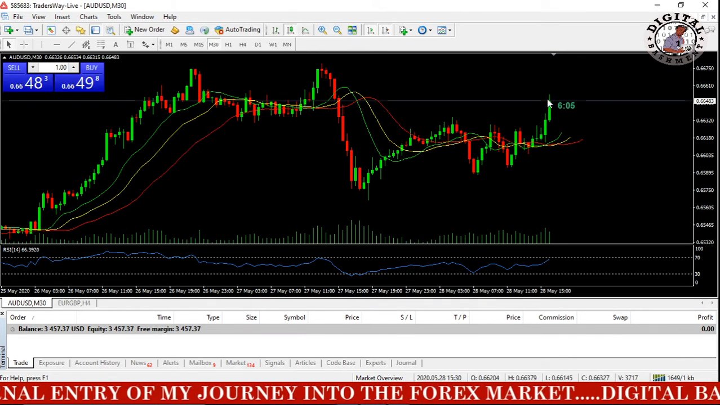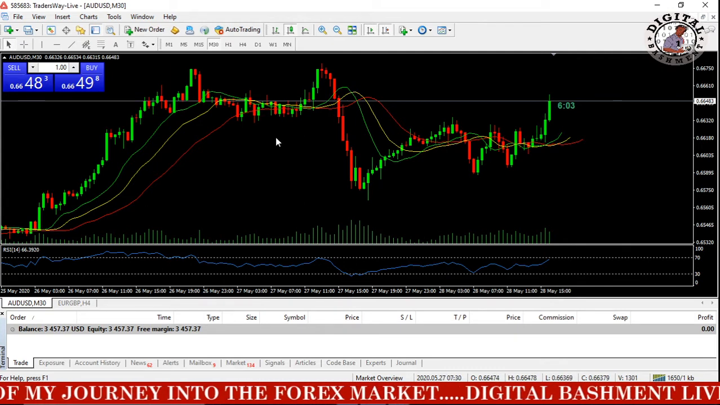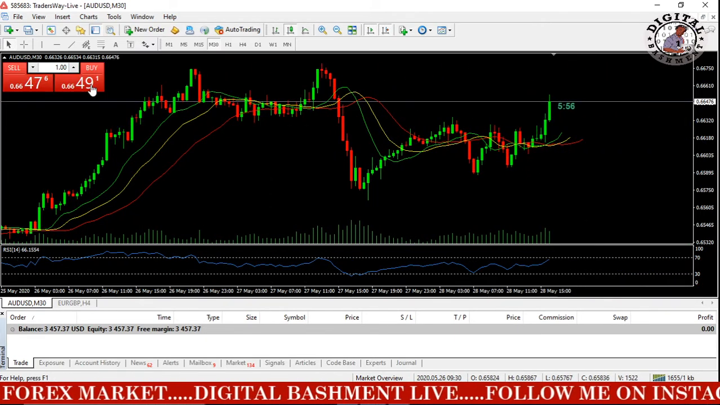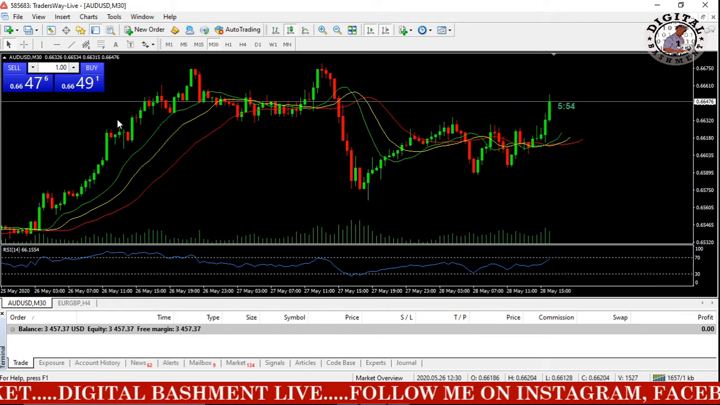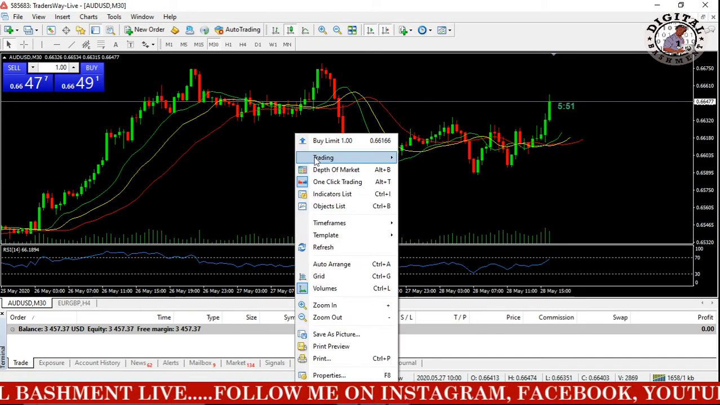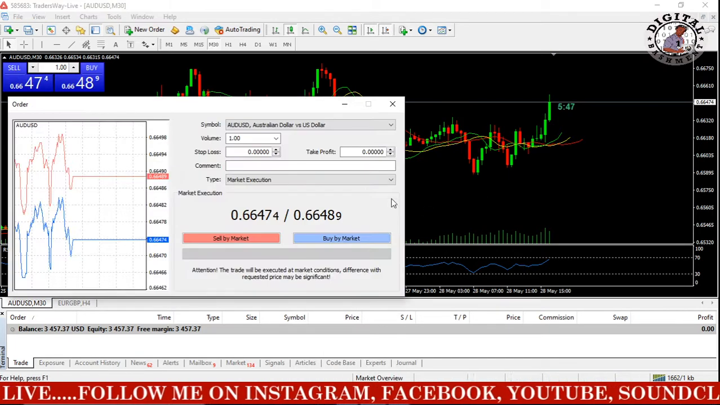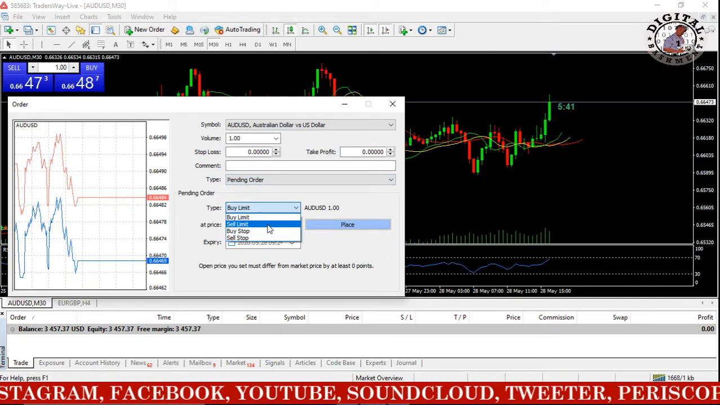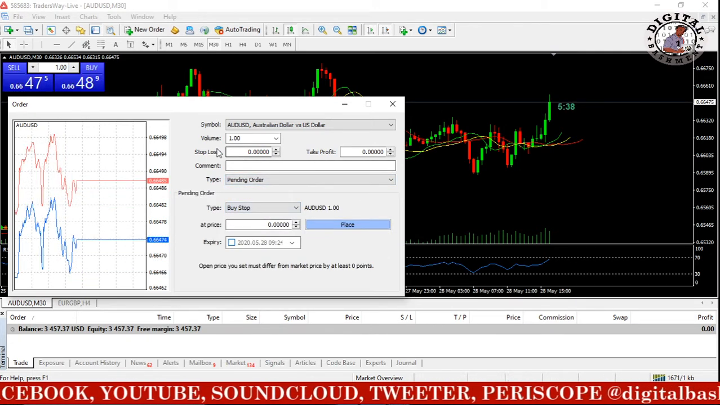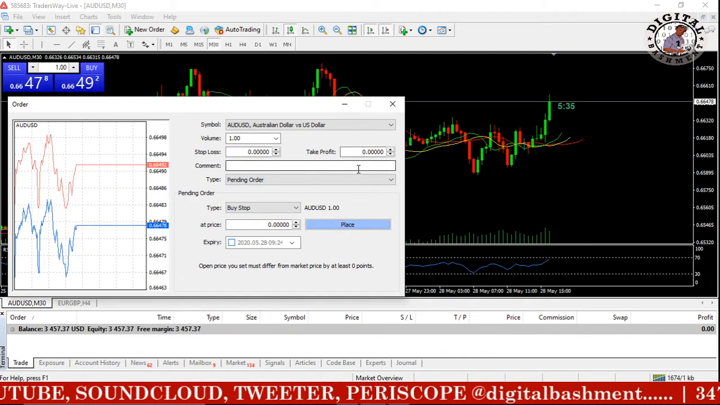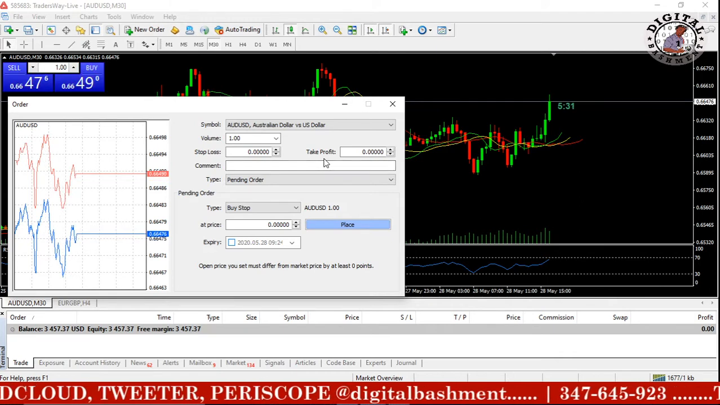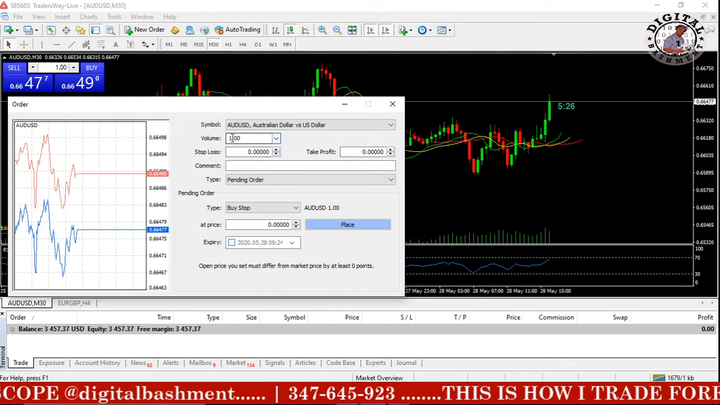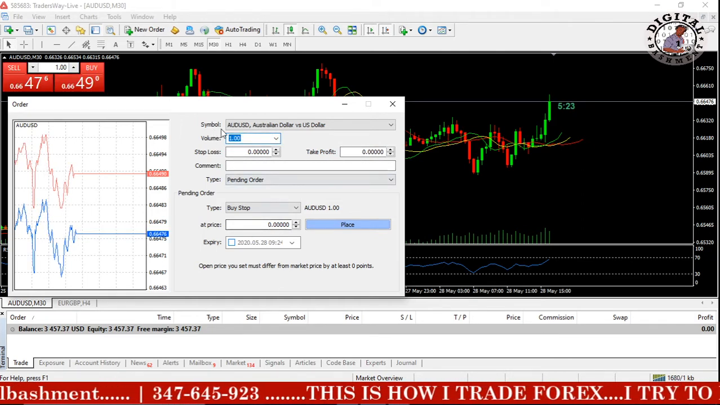All right, so we're gonna take a trade on this here. I try not to buy at market because the spread would be too much. So I do new order, and most of the time I buy at buy stop. I don't use the stop loss. I don't use a take profit because I'm gonna be monitoring this closely. Now, lot size. I have confidence that this is going to follow the trend.